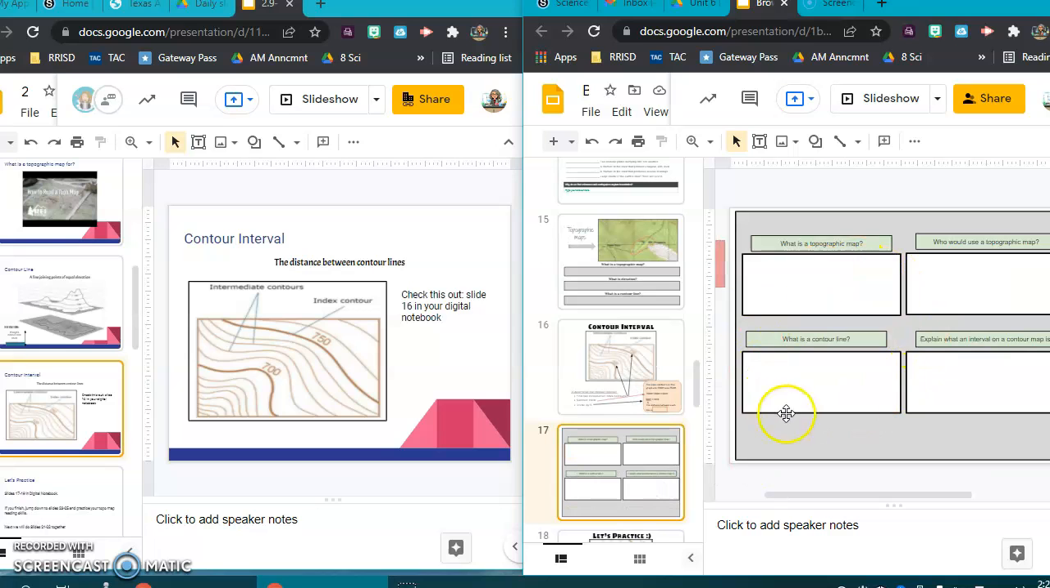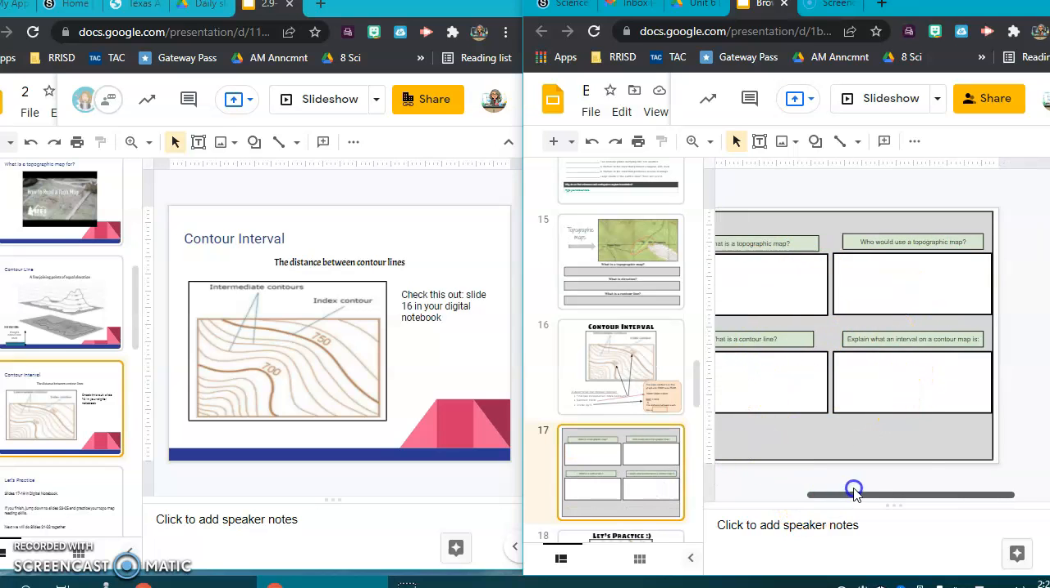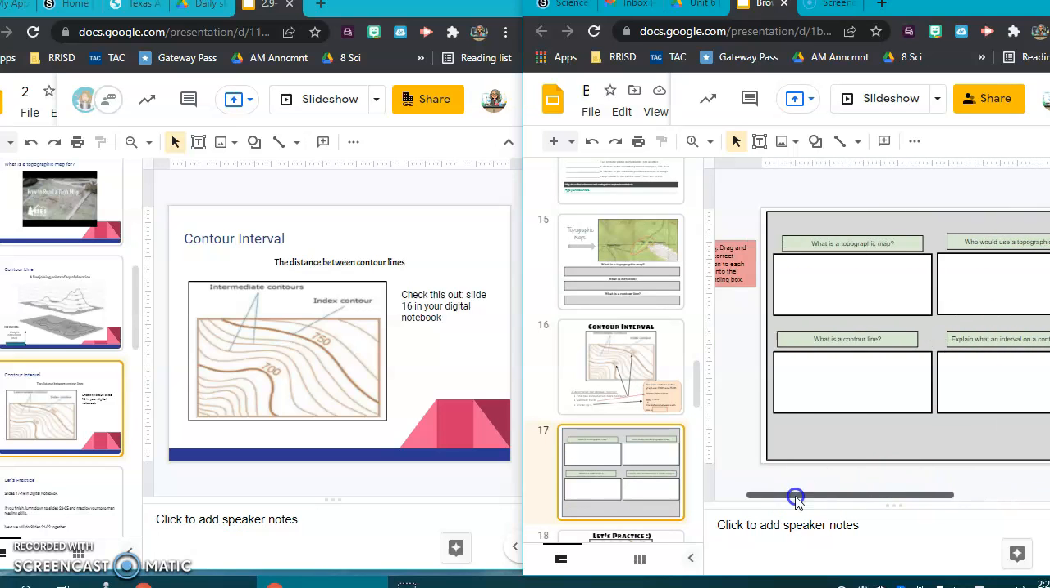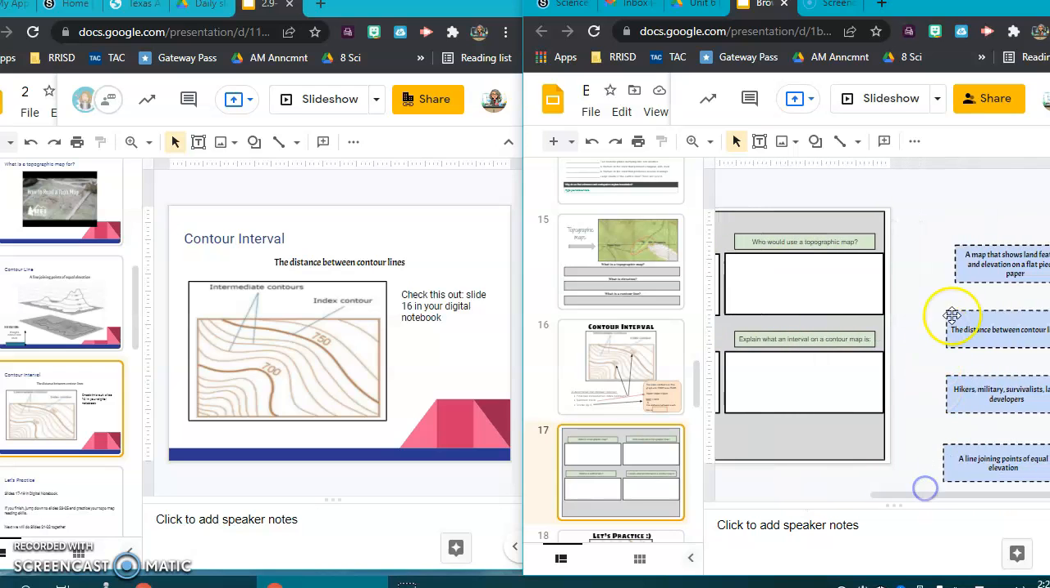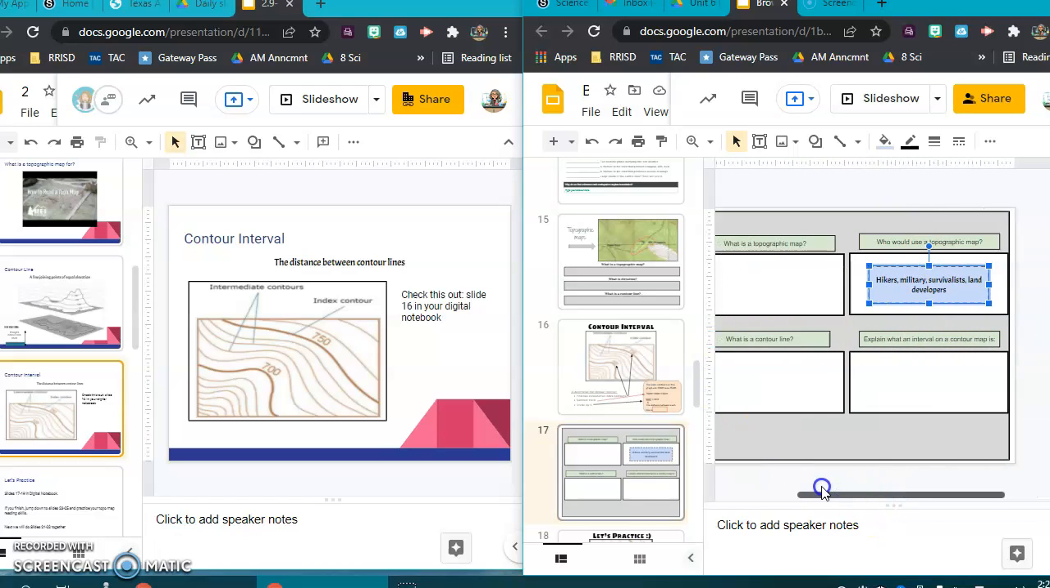Slide 17 is a drag and drop where you're going to drag the descriptions and match. So what is a topographic map? And who would use it? Well, who would use it is hikers and military people. And then let me grab this other one.